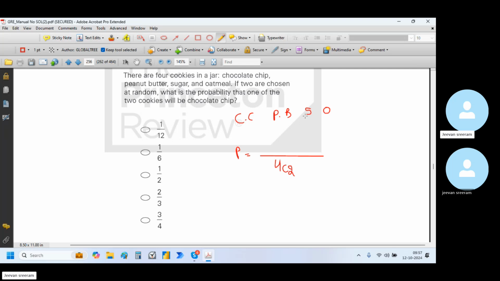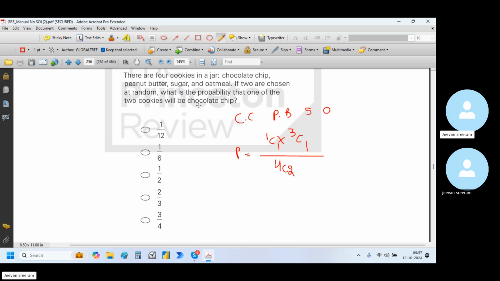If 2 are chosen at random, that one of the 2 cookies will be chocolate chip. One must be chocolate chip. So you must pick the chocolate chip for sure, because one of the 2 must be chocolate chip. So pick the chocolate chip, 1C1. The second one can be anything out of these 3. So 3C1. Right? Because there must be chocolate chip.